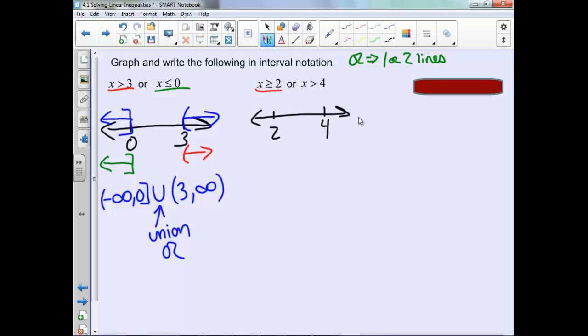So we want x is greater than or equal to 2, going this way. x is greater than 4, it's going this way. So now, once again, where do we have 1 or 2 lines? Well, that would be all the way back from this 2 on up. So, from 2 to infinity. Because remember, it's 1 or 2 lines, and there's 1 or 2 lines starting right here.